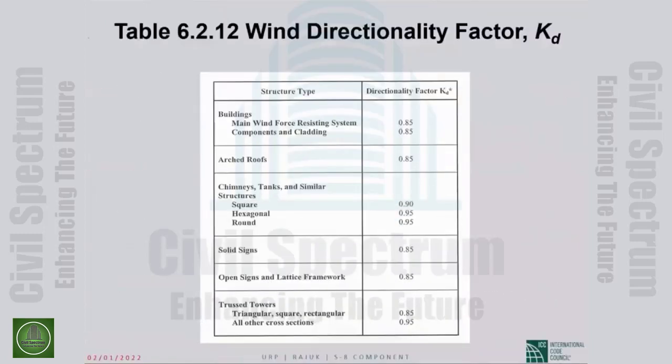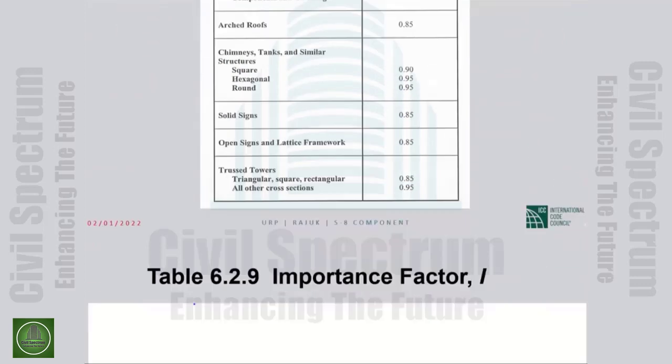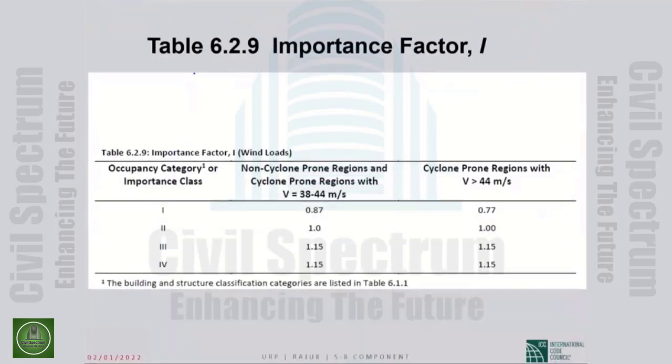So this is additional help that is provided to you. Directionality factor comes from this table, and for all buildings it is 0.85. I don't know that I need to go any further than that. Importance factor, which changes the wind speed from 50-year return period to 100-year or 25-year return period. So for 100-year return period, the importance factor is 1.15.